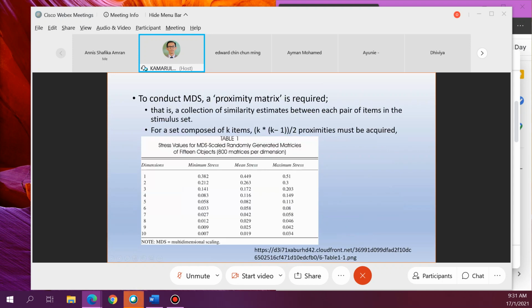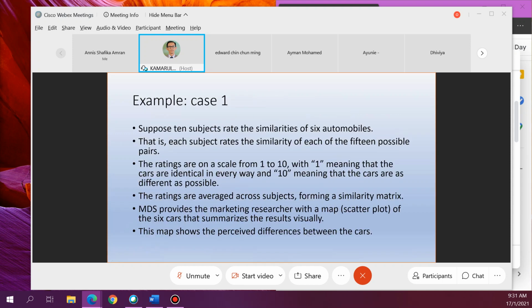So let's see, 6. How many comparisons must we do? 6 minus 1 is 5. 5 divided by 2 is 2.5. 2.5 times 6 is 15. Okay, 15 comparisons, 15 pairs.